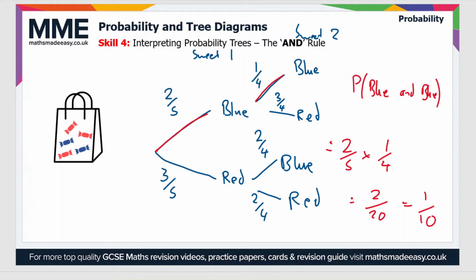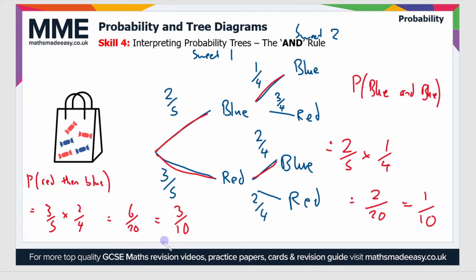We could do another example. So let's say we wanted to find out the probability of getting a red sweet on the first event, so the first pick, and a blue sweet on the second pick. So that would be going along this line here, so red on the first one and then blue on the second one. So therefore we'd call that probability of red then blue. And therefore the probability would be 3/5 times 2 out of 4. So that would give us a value of 6/20, which again you could cancel down to 3/10.